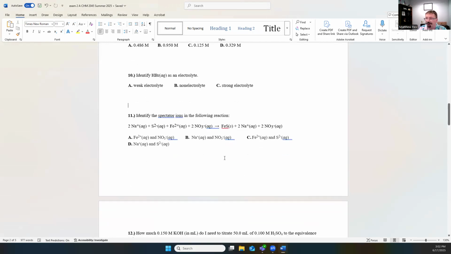Identify the spectator ions in the following equation. So I'm looking at the reactants. Everything is aqueous.